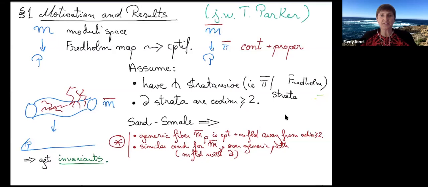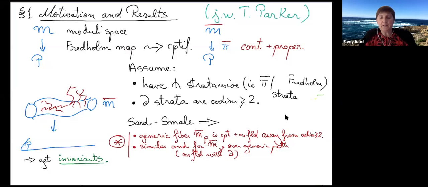So these are the motivation and the results. This is based on joint work with Tom Parker, as I was saying. And the classical situation is that we have some moduli space M over some parameter space. This just means that we have a Fredholm map between two separable Banach manifolds.